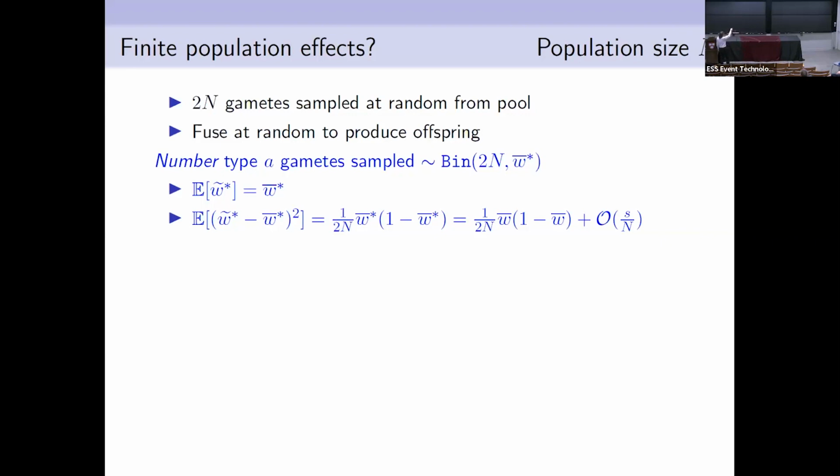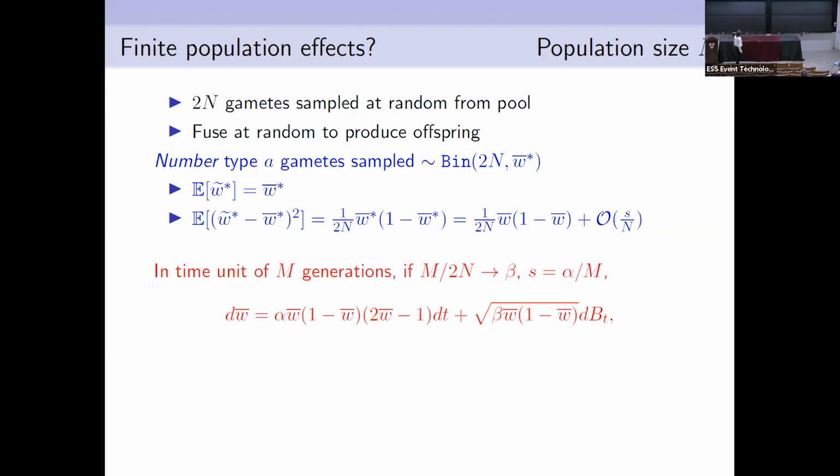And if I'm interested in proportions, I better find the variance of the proportion is going to have a 1 over twice N all squared in front of that. And that gives me a term like this, which is really what we started with plus an order S over N correction. And S we said was small, and so this term is going to be negligible.